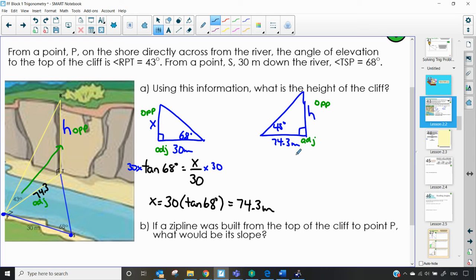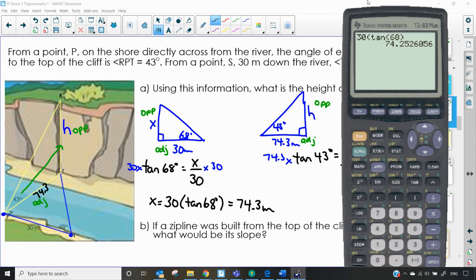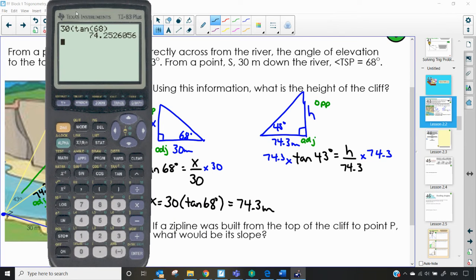So we have 43 degrees, H is our opposite, and 74.3 is adjacent. So again, we're going to be using tangent. So tan of 43 degrees is opposite, which is H, over adjacent, which is 74.3. Now to get H by itself, we're going to multiply by 74.3 on both sides. So we have tan 43 times 74.3. Now we've rounded our answer on paper. So we've rounded it to 74.3.